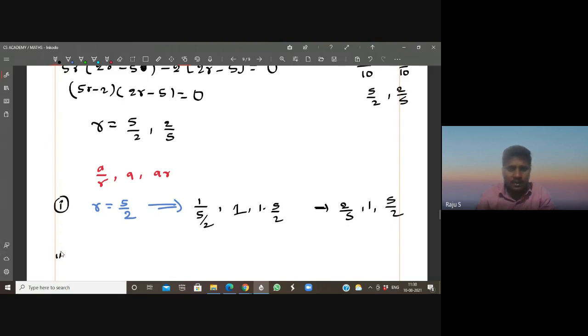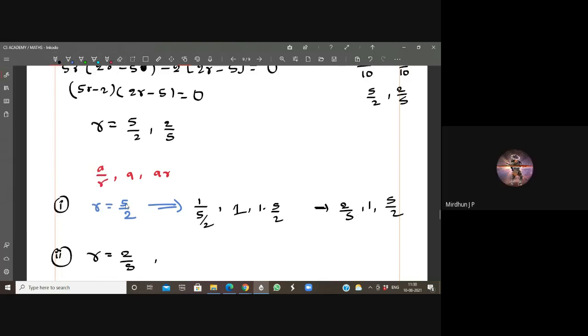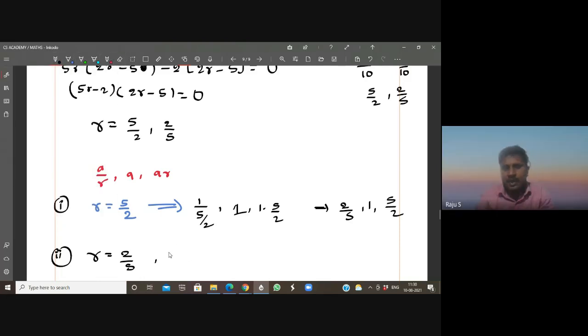Okay, case 2, when R is equal to 2 by 5. Answer, students? It will be the reverse of this, nothing but the same, which implies 5 by 2, 1, 2 by 5. That's all.